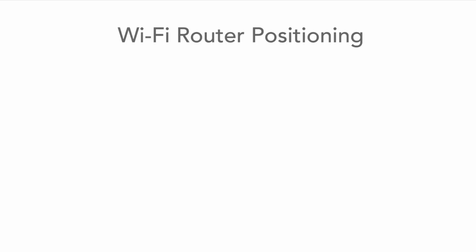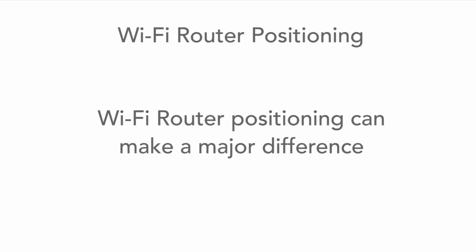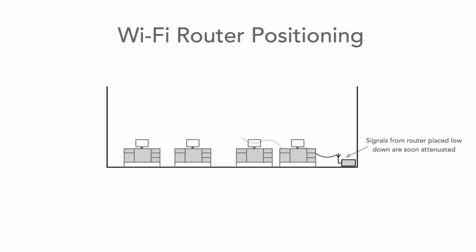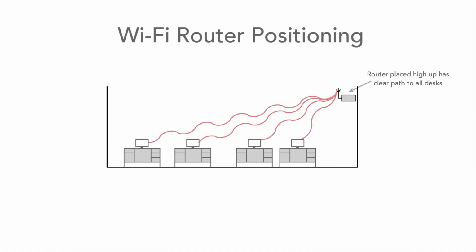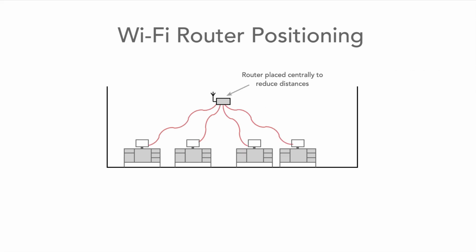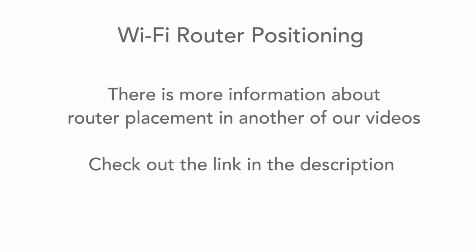Next, very importantly, position the Wi-Fi router to give the best coverage. Try to get the router above desk height, and in this way the signal doesn't have to pass through too many objects which can absorb it. Have it central to the area you want covered so that the maximum distances for the signals are evened out and reduced. There's more information on this in another of our videos, so check out the description for the link.